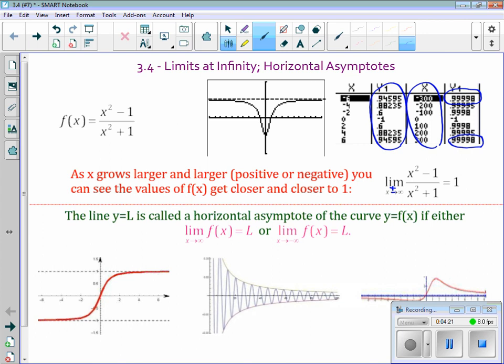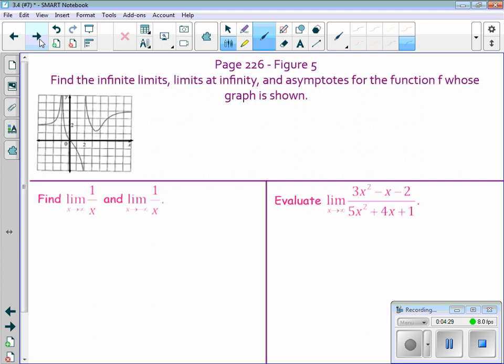Okay, and the line y equals L is called a horizontal asymptote if either of these is true. So as we go to the right, it equals L, or as we go to the left, it equals L. All right, this is a figure that's in your book. It's not in your notes, is it? Okay, it's up on the board here, so that helps a little bit. It says find the infinite limits, limits at infinity, and asymptotes for the function f whose graph is shown.